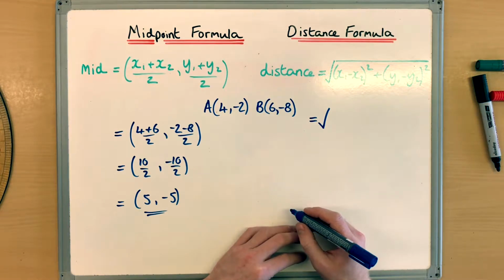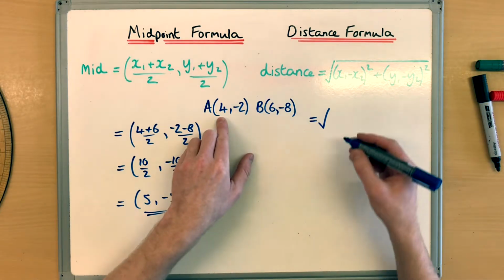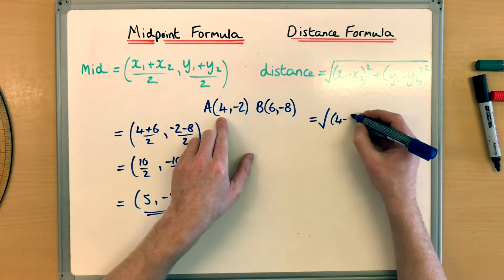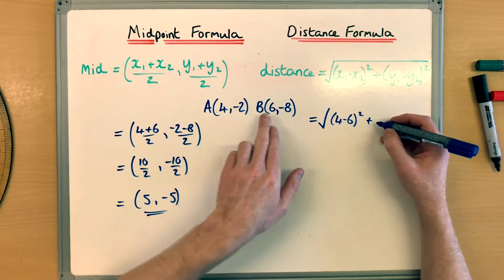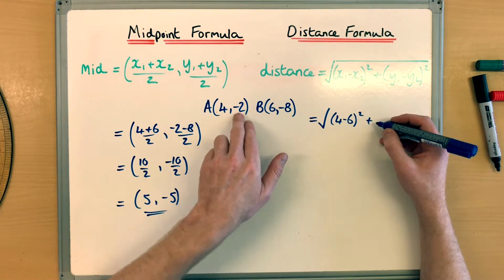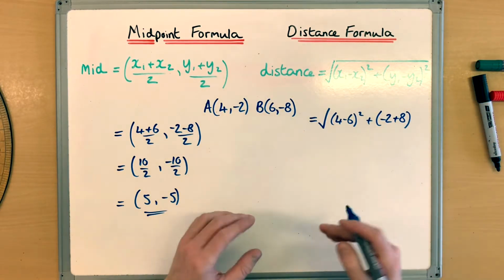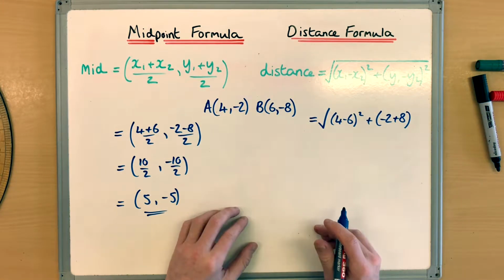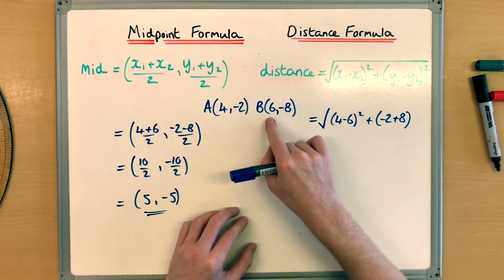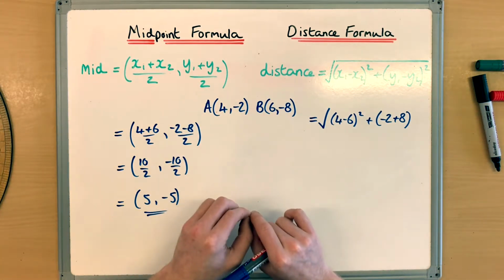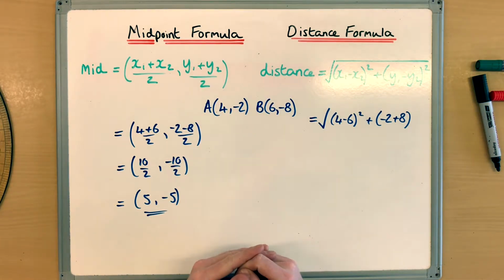Now you can choose which one you want to take away first. It really doesn't matter too much. So I'm going to do 4 take away 6, squared, plus, so if I've done 4 take away 6, then I need to do minus 2 take away minus 8, which is minus 2 plus 8. The main thing you don't want to do, and you don't want to do this with the gradient formula either, is start saying I'm going to do this take away this, and then do this take away this. So if you started here take away here, for the gradient formula, you would want to go here take away here on the x-coordinates.